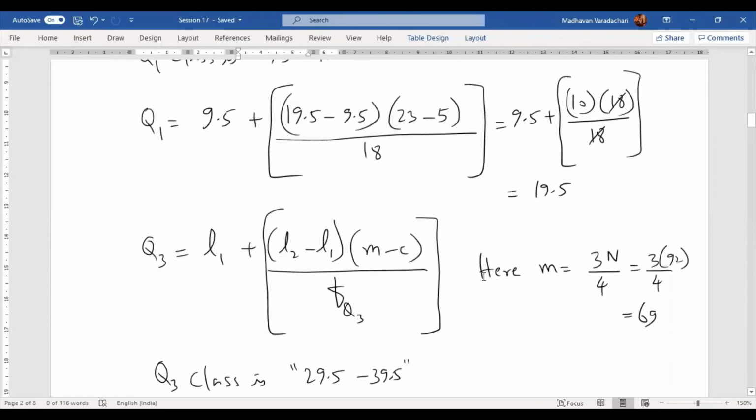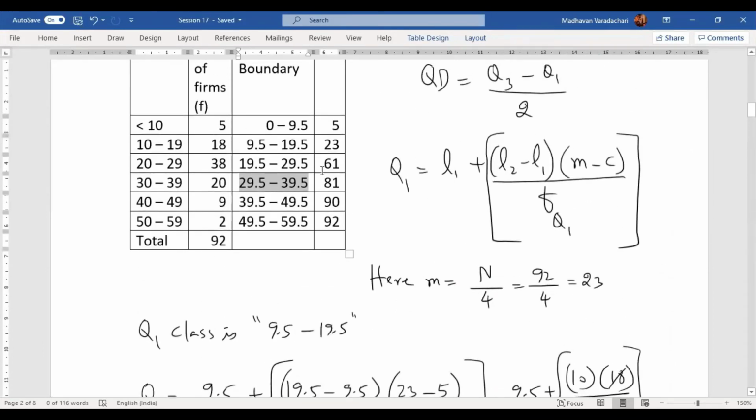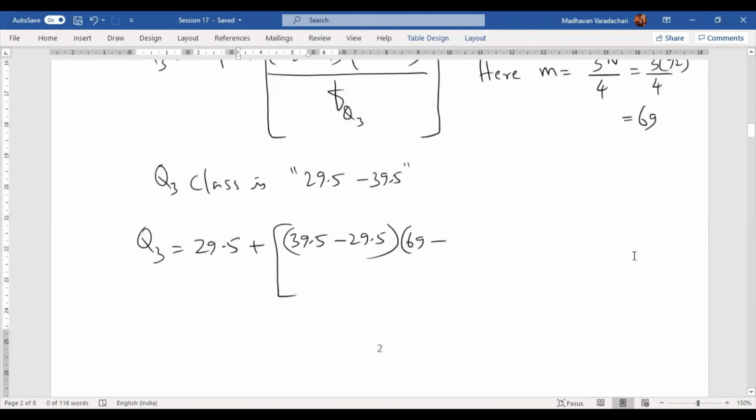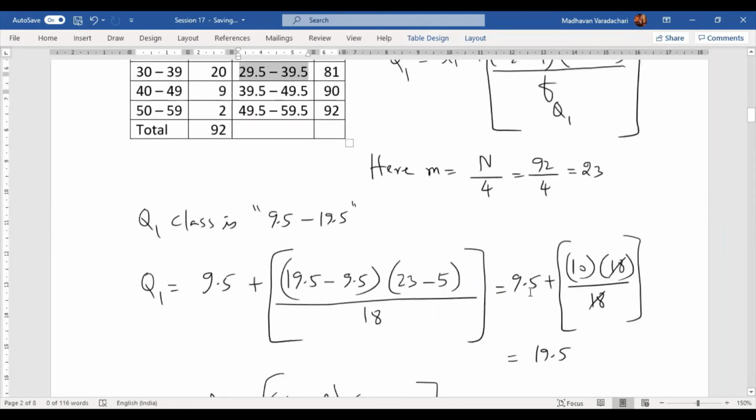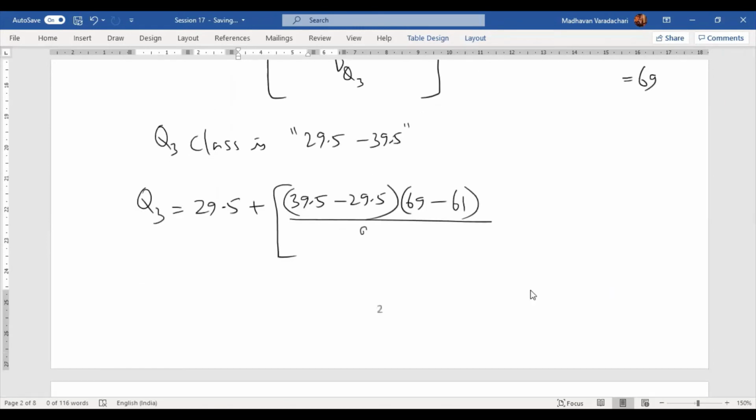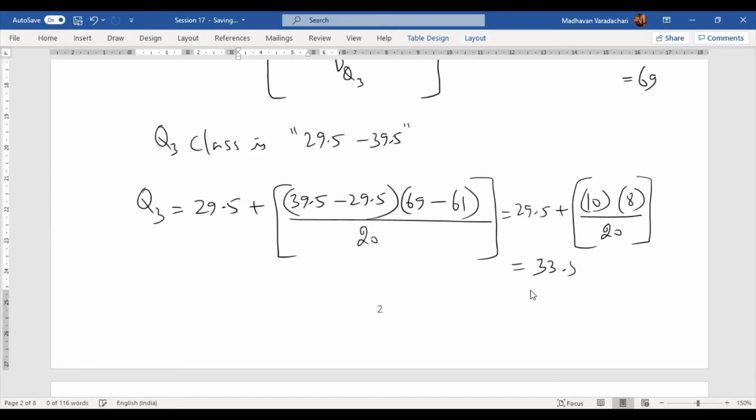So the cumulative frequency of the class preceding the quartile 3 class is 61, divided by the frequency of the quartile 3 class. Quartile 3 class is this, the corresponding frequency is 20. So let me fill in 20 here. So this will be 29.5 plus this is 10 and this is 8 divided by 20. So this becomes actually 80 by 20, which is 4. So 29.5 plus 4 is 33.5.